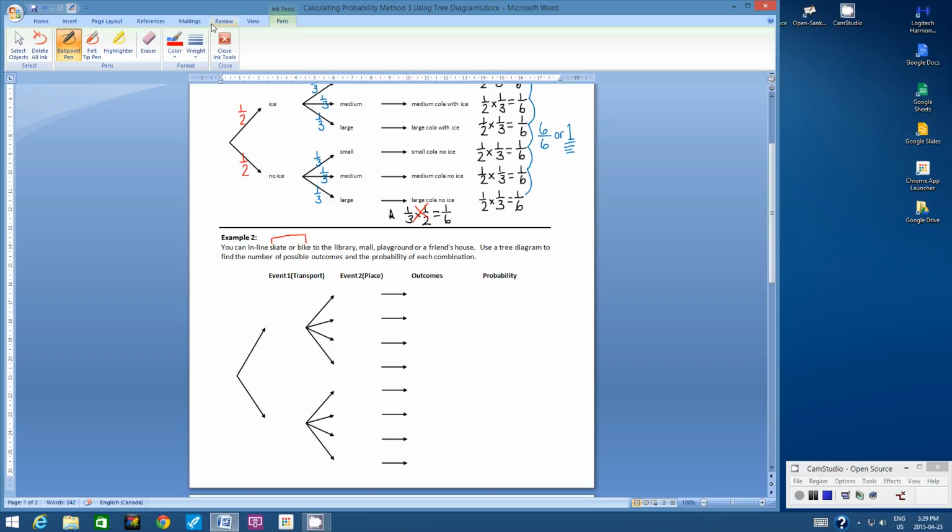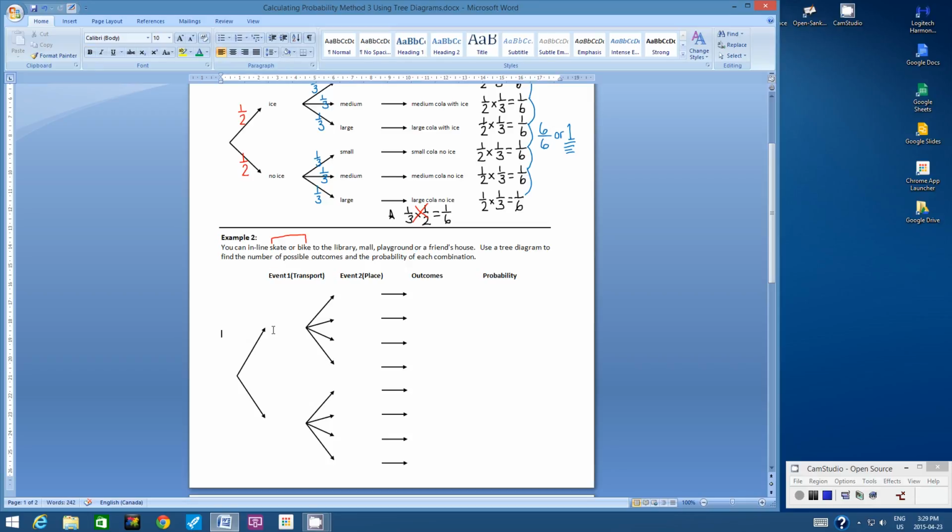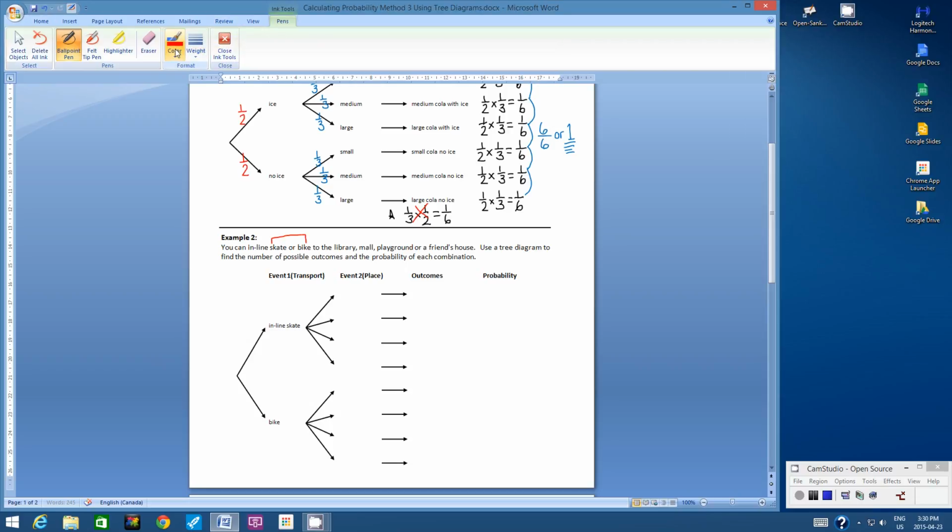Okay, so let's go immediately to the tree then. For the top branch, right up here, the first thing that we were given was inline skate. So I want you to neatly print that in. If you have to use two lines, that's fine because you've got a lot of room here. What's the other method of transport that you can choose? That is bike. So down here for the other outcome, we can choose bike. All right, so that takes care of the first event.